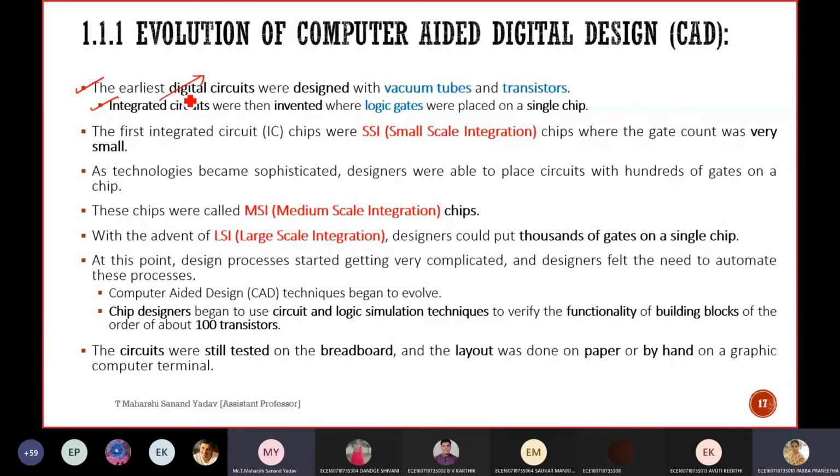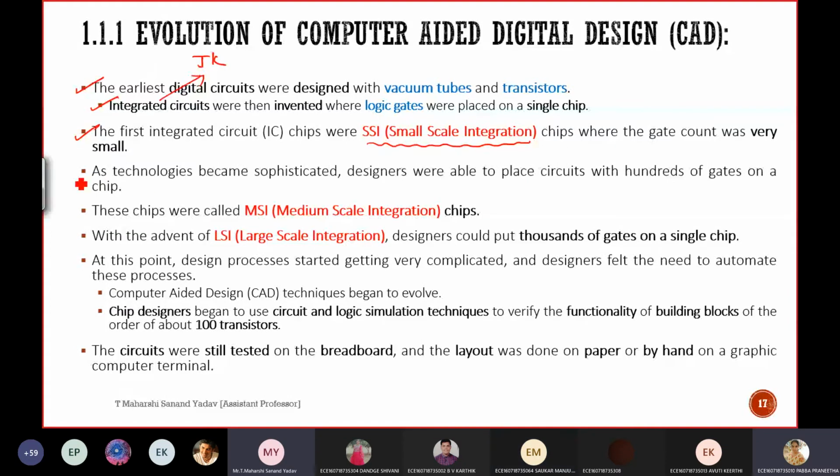Who is the inventor of IC? Jack Kilby. Done. Next. The first integrated circuit chips were SSI, small scale integration chips where the gate count was very small. So what is this SSI? Just now I have discussed. Small scale integration means the gates will be very few.